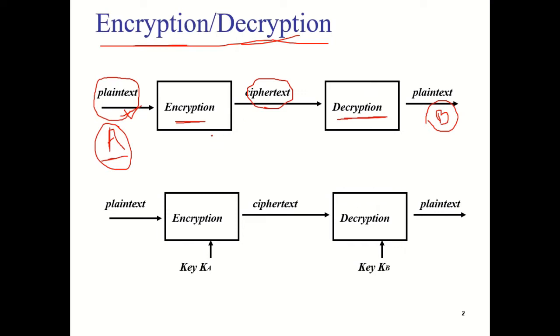Now for implementing this encryption and decryption, we need a secret value, which we call a key. The key which A uses, we call it KA, and the key which B uses for decrypting the message, we call it KB. Both of these keys can be the same or they can be different. On the basis of whether these keys are the same or different, we have two cryptography techniques called symmetric and asymmetric cryptography, which we will discuss later today.